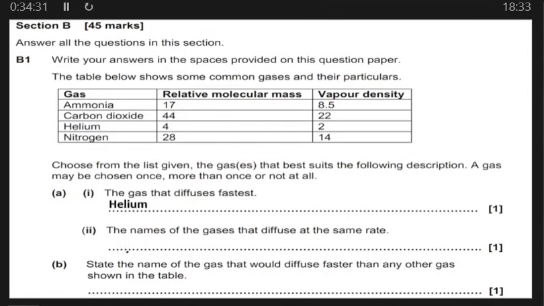They are saying the names of the gases that diffuse at the same rate. So looking at these, I don't think I can see gases that have the same relative molecular mass and the same density. So here I said none of the above.